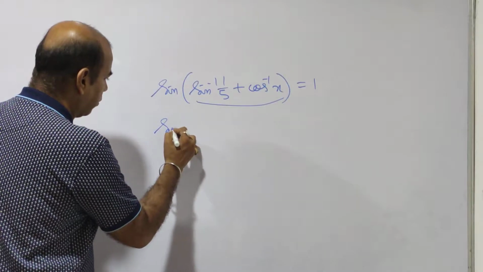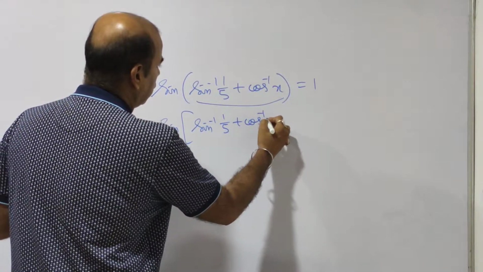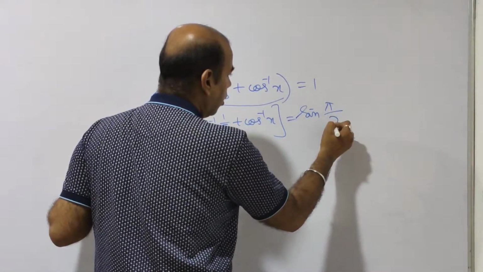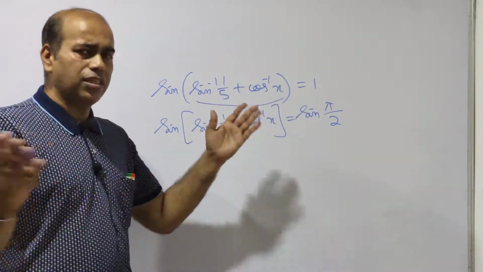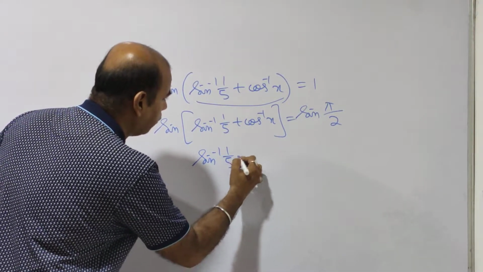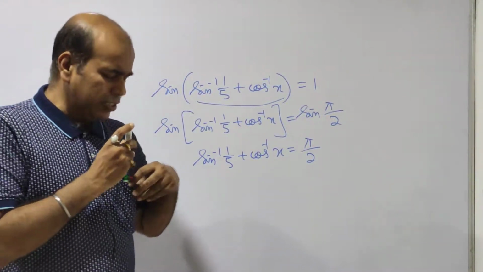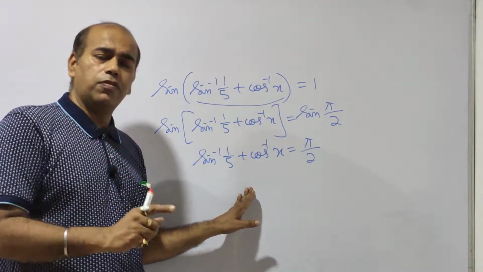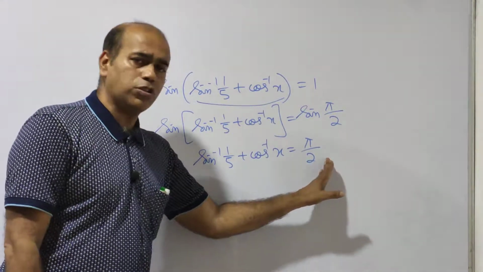Now this is sine inverse 1 by 5 plus cos inverse x, equal to 1. Now this 1 I am writing as sine pi by 2. So please take note, this sine and this sine, I can easily remove. If I remove this, what happens? Sine inverse 1 by 5 plus cos inverse x equals pi by 2. Students, please take note of this. In the previous question, I explained that sine inverse plus cos inverse is pi by 2. Here I am getting sine inverse 1 by 5 plus cos inverse x equals pi by 2.